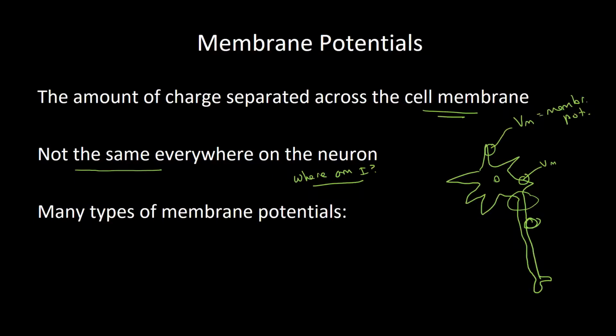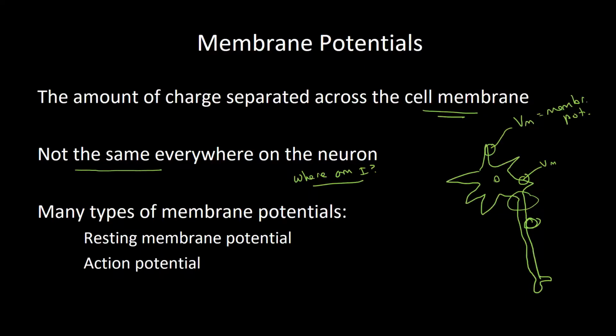There's many different types of membrane potentials. As I said, remember, it's a separation of charge across the membrane. When nothing is going on, the neuron's just sitting there, it's the resting membrane potential. That's what I'm going to spend time talking about in the rest of this lecture. Later, we're going to talk about the action potential. This is also known as the nerve impulse. This is what has meaning and transmits information.